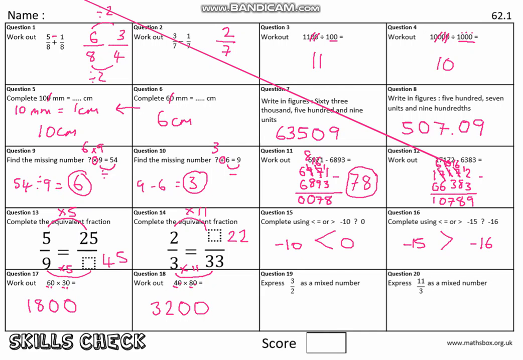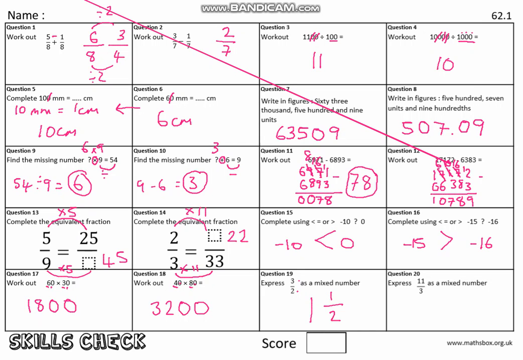Now for our final ones, it says express 3 over 2 as a mixed number. So I'm going to ask myself, how many of the bottom number fit into the top number? How many 2's go into 3? Well, only 1. And once I've taken my 2 out of my 3, I've got 1 left over. So I've got 1/2 left over because I had 3 halves, but that's the same as 1 1/2.